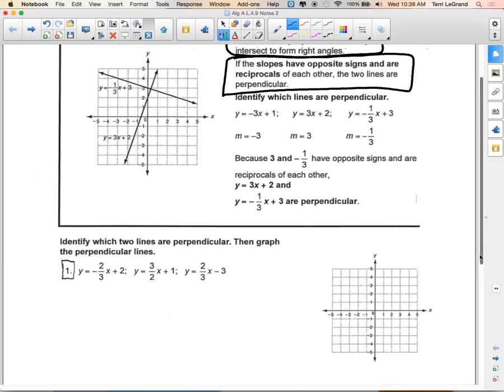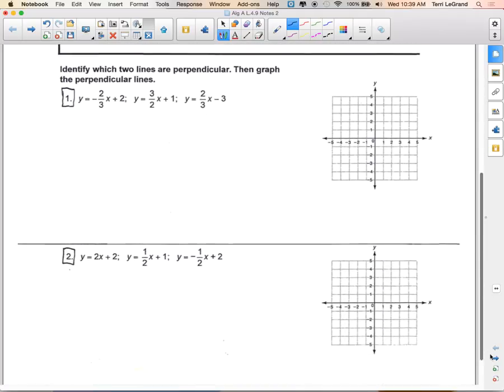So, which two equations in this one? They decided that y equals -1/3 x plus 3, and y equals 3x plus 2, are the two lines that should intersect and form right angles on the graph because the 3 and the 1/3 are reciprocals. And then the 3 is positive and the 1/3 is negative. So they are opposite signs. That's what creates the perpendicular lines.